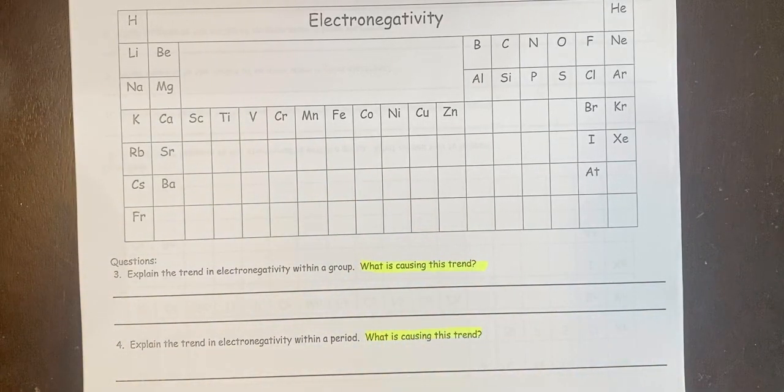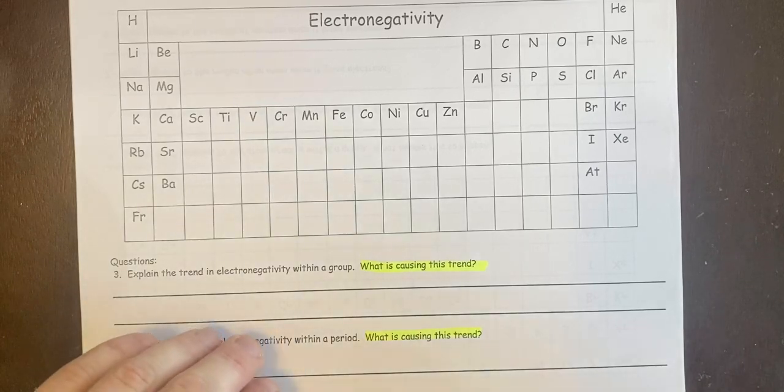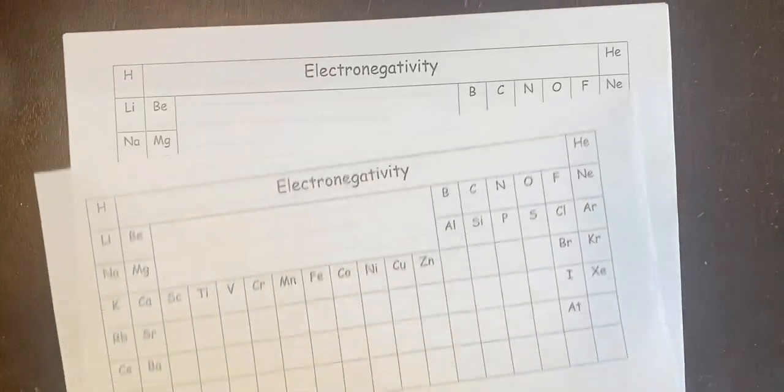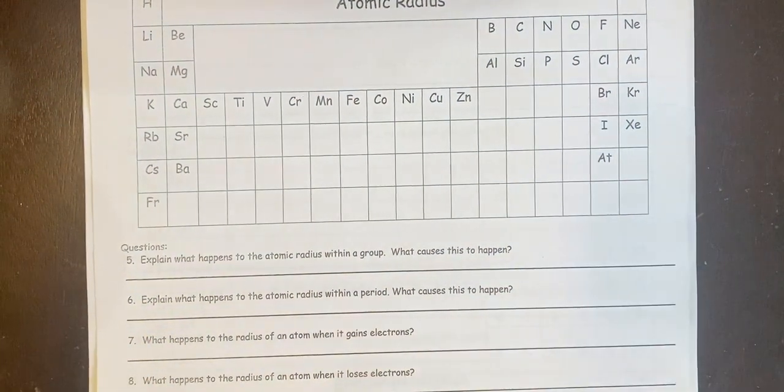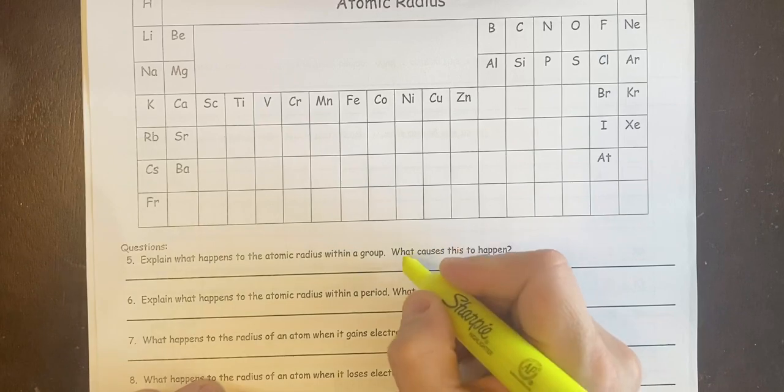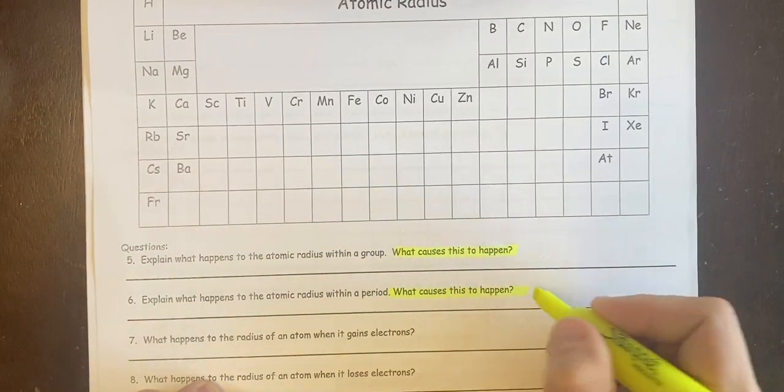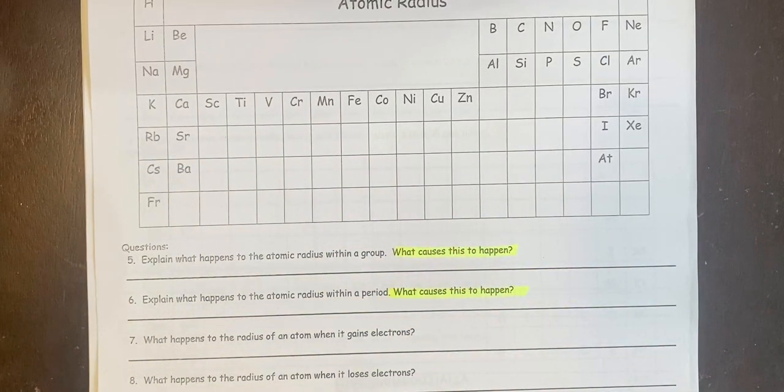If you watch my video on that, I have a ton of videos, including a couple that I made and a bunch that other people made, as far as what's causing these trends. It's pretty simple. It's not that complicated. So we've got electronegativity, atomic radius, same thing. Be careful. I want to see what causes the trends. So those are the important questions. Obviously, knowing the trend is easy enough.